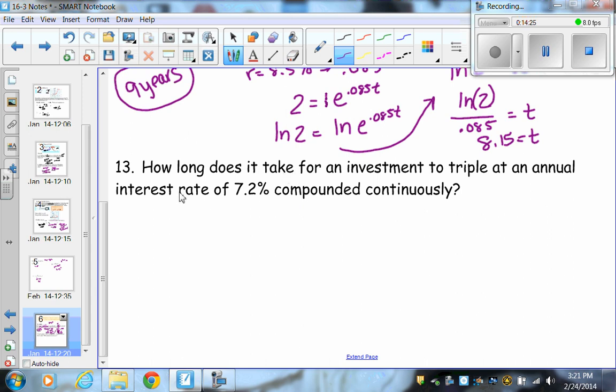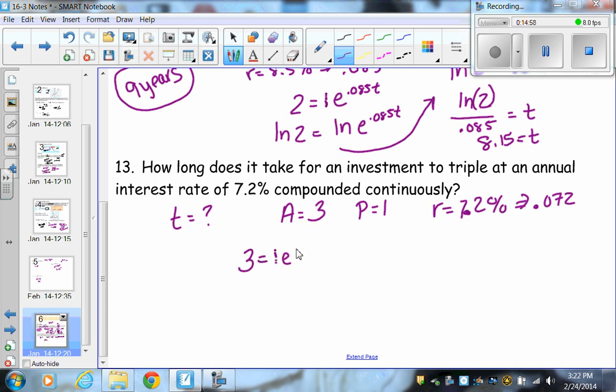Let's try another one. It says, how long does it take for an investment to triple? I know the time is what I'm solving for. For an investment to triple, my final amount has to be 3 times the amount that I start with. So I'm going to start with 1, and 1 times 3 is 3. My interest rate of 7.2% would become 0.072. So I have 3 equals 1 times e to the 0.072t. If I divide by 1, it's not going to change anything, so really that's just that.